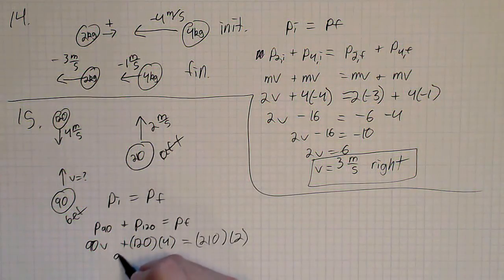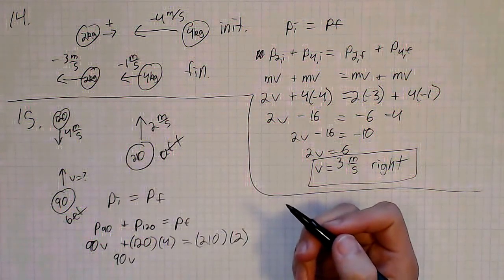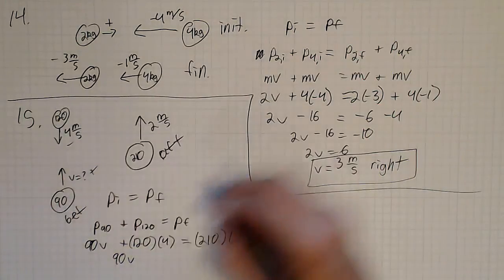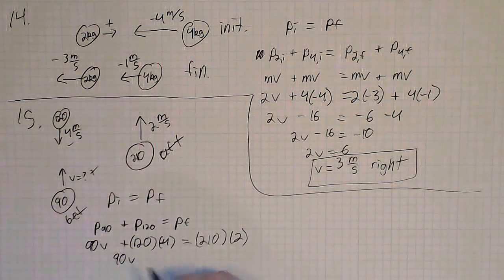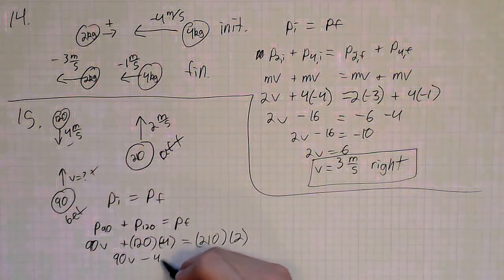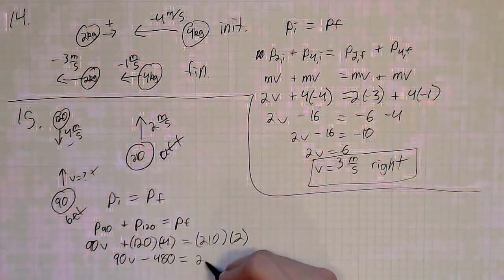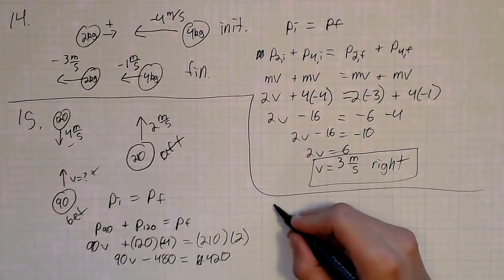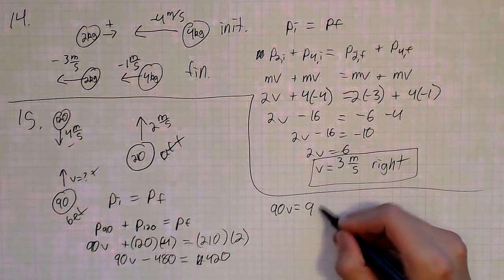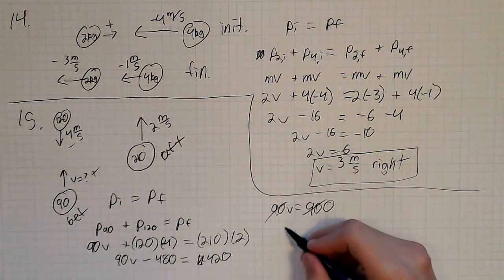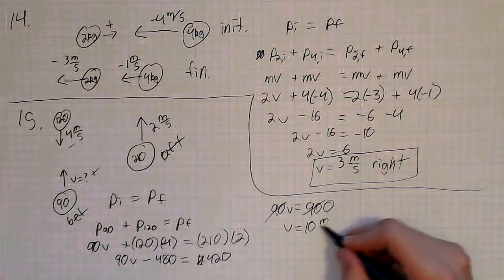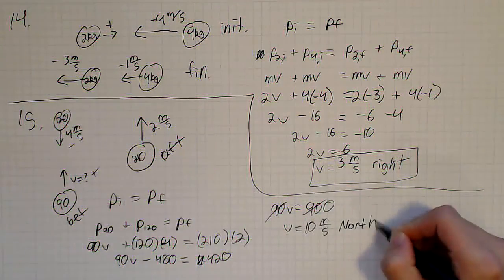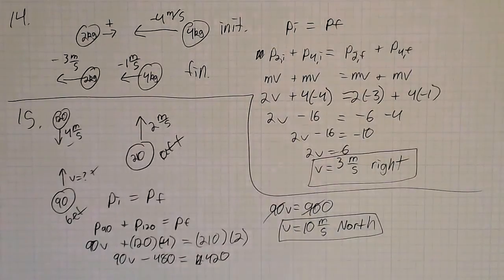So we get 90 plus, oh, I forgot signs. Okay, sorry. So we're going to call north positive, and we're going to call south negative. So this should actually be negative 4. 90V minus 480 equals 420. And when we move this over, we get 90V equals 900. Cancel these out. You get V equals 10 meters per second. And it's positive, meaning that it is north, because that is how we defined it in our math.